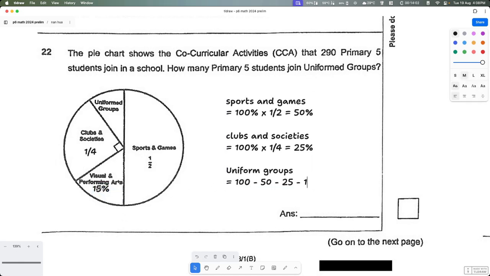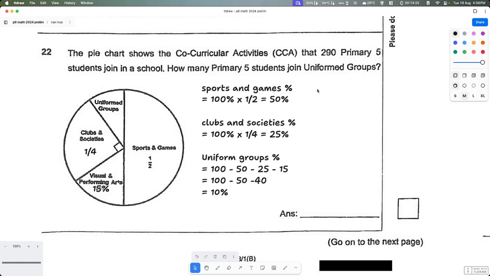Right, minus 15, and this will give us 50, 25, 40. I'll just put here, all right? So this is this minus 40. So this will be 10%. Okay, so this is percentage, percentage, percentage.